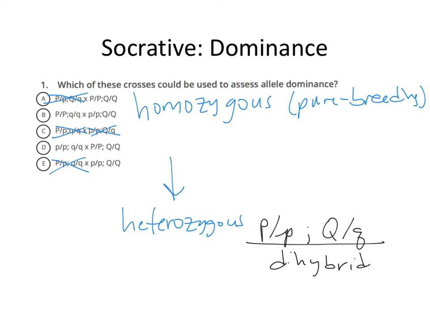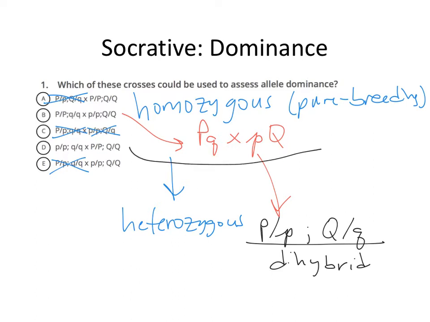Now, do either of those remaining ones, B and D, produce dihybrids? What do you think? Yes. Yeah, they both do. B will produce big P with little q, and the parent it's crossed to will produce little p with big Q alleles. That generates a dihybrid. And the same is true for that parent down there. You get little p, little q gametes, and big p, big q gametes, which also make 100% dihybrids.